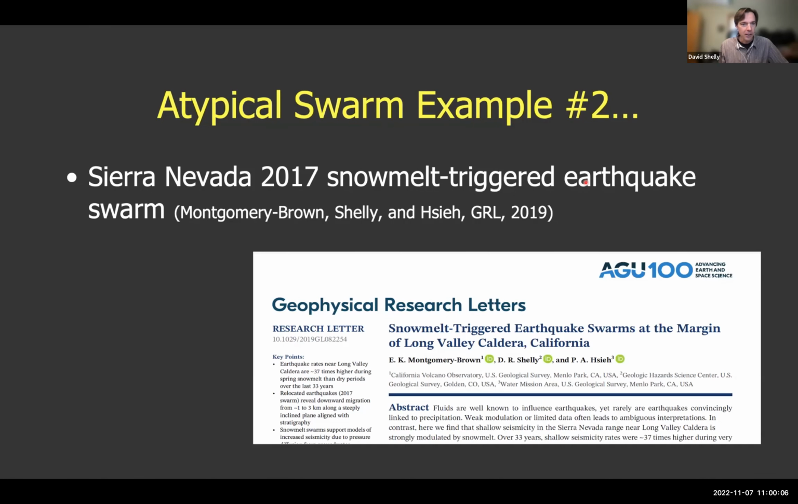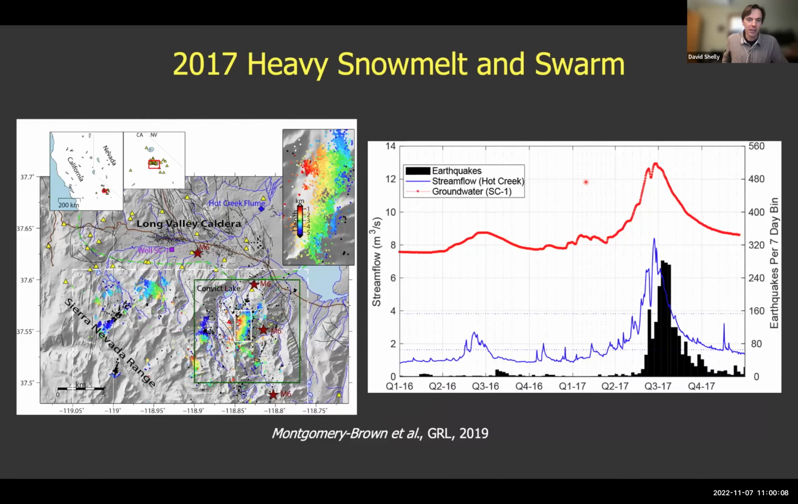So I think this is a really fascinating example because it defies my expectations about the kinds of timescales that we expect fluid to infiltrate into the subsurface and the processes that we expect to be important for earthquake swarms. So let me start with this plot on the right.